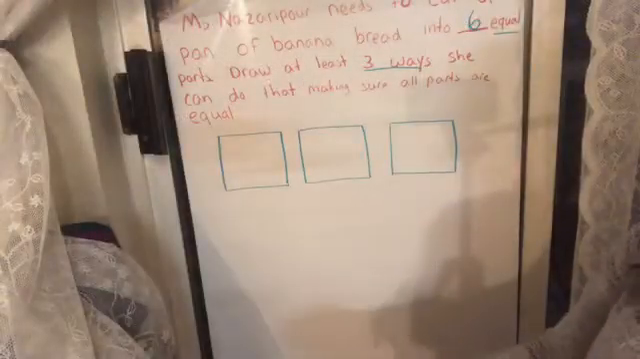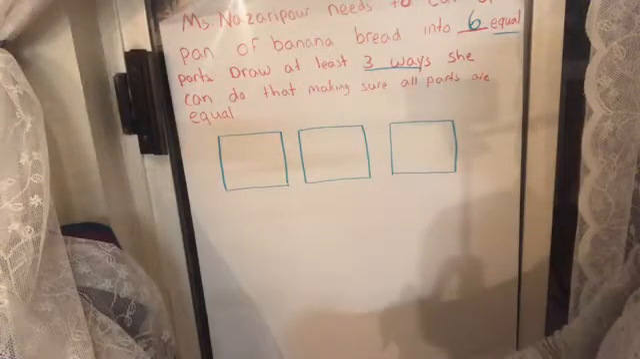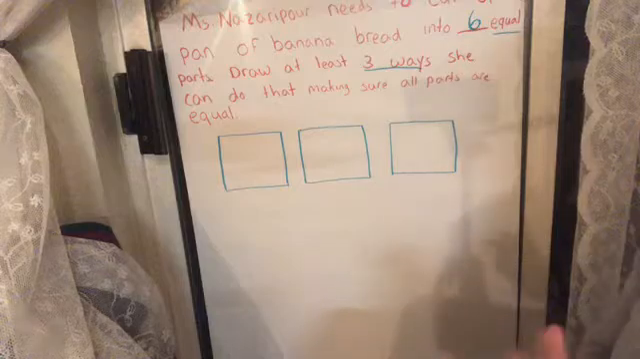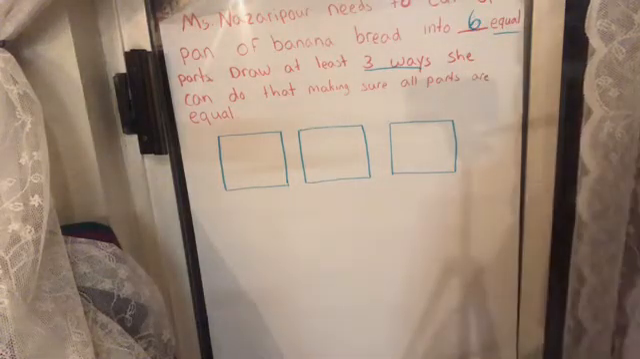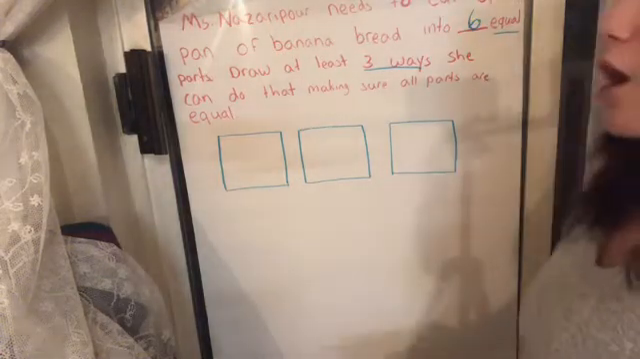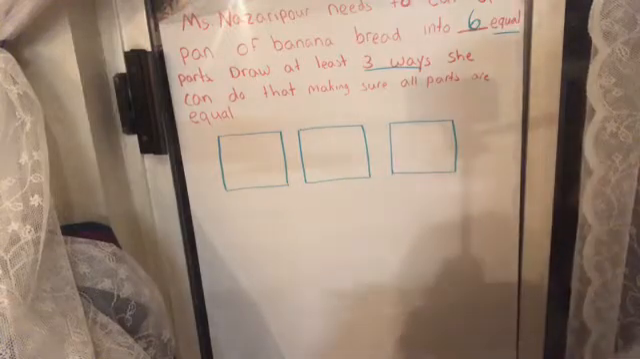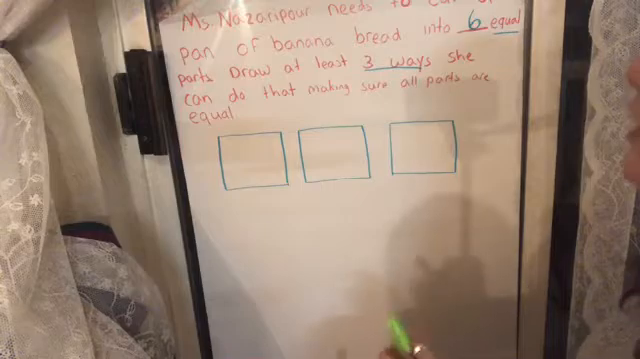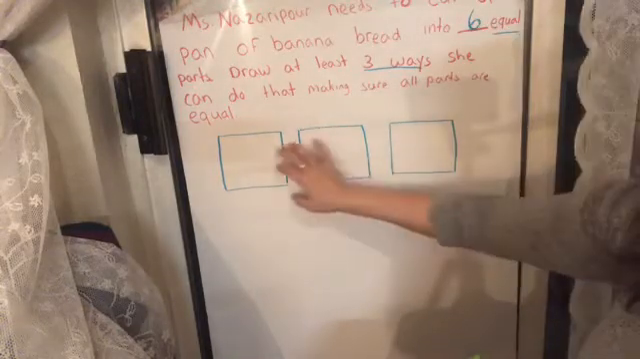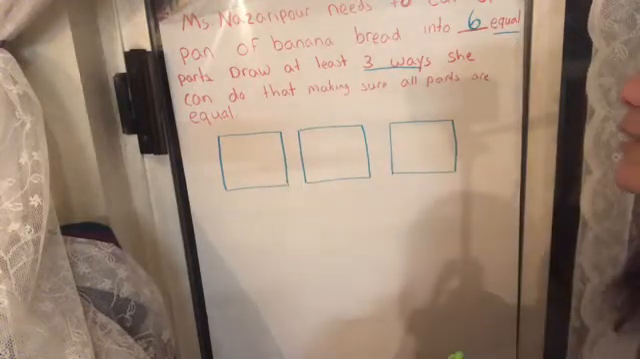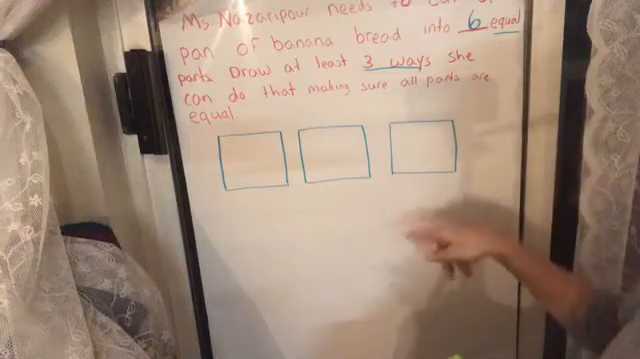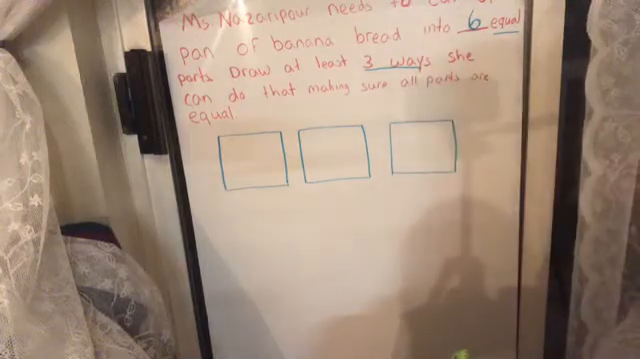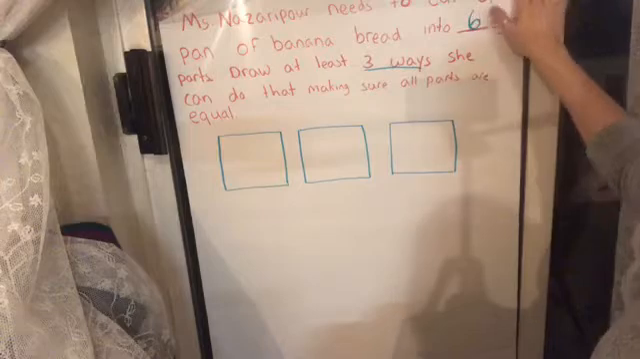Okay, third graders, I wonder if one of the ways I'm going to choose to partition this bread is a way that you also chose to partition the bread. So right away you can see I already drew 3 pans of banana bread. And these pans, I tried to make them the best I could, all the same size, because remember, we're representing the same pan of banana bread. So I'm cutting it into 6 equal parts.